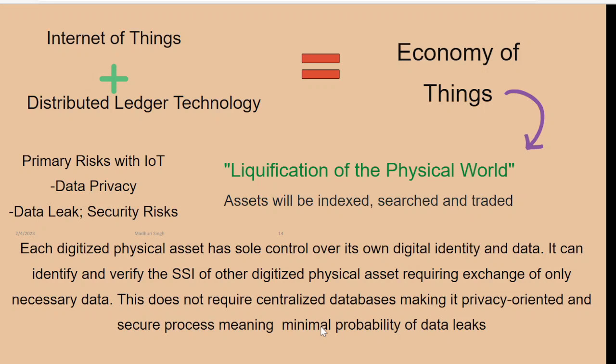It's not that the cab is leaking the data on the person who has hired it. And it's not that the charging station is providing the data of the owner's home location or wealth information and everything. Yeah. So economy of things is an improvement on Internet of Things. If we consider the data privacy, data leak and security risk problem, then economy of things is the improvement on Internet of Things, because Internet of Things is combined with distributed ledger technology.